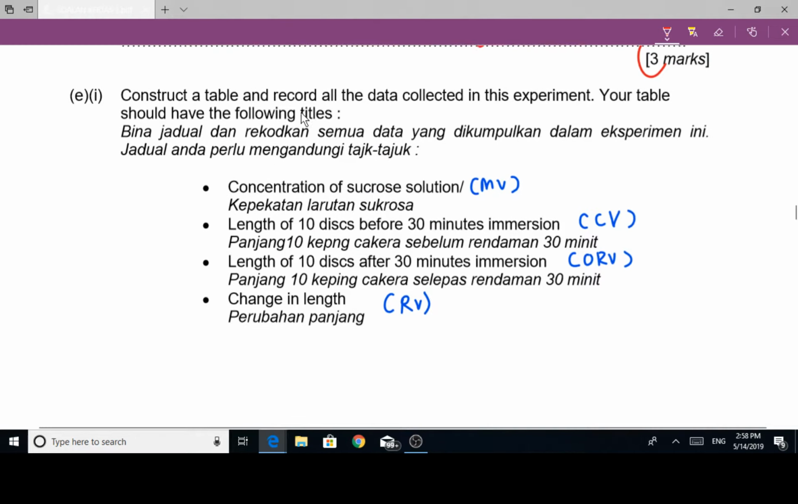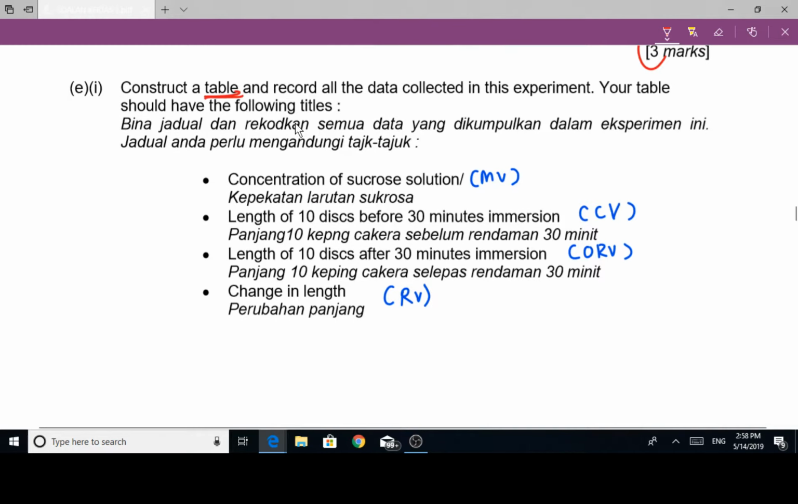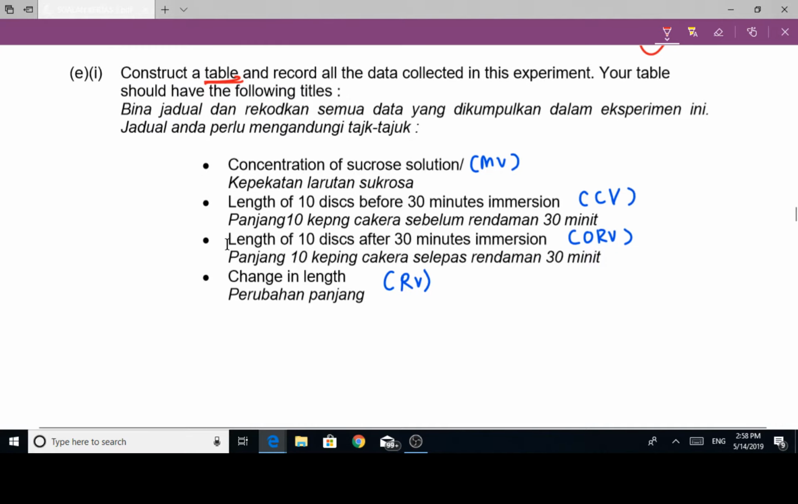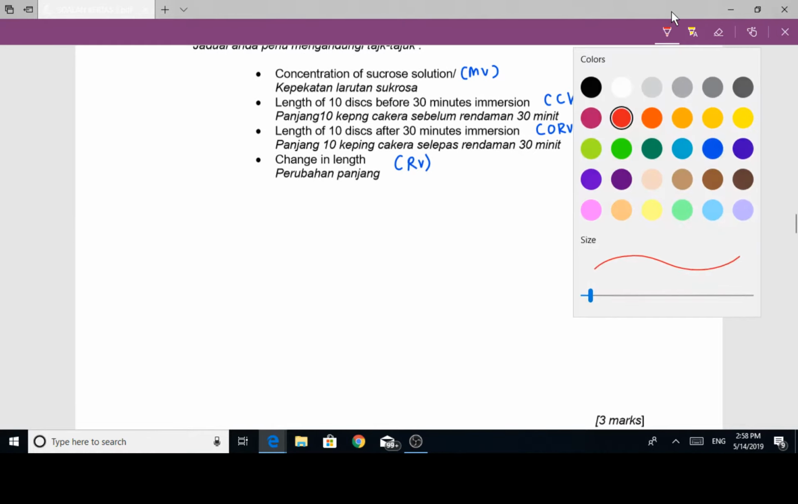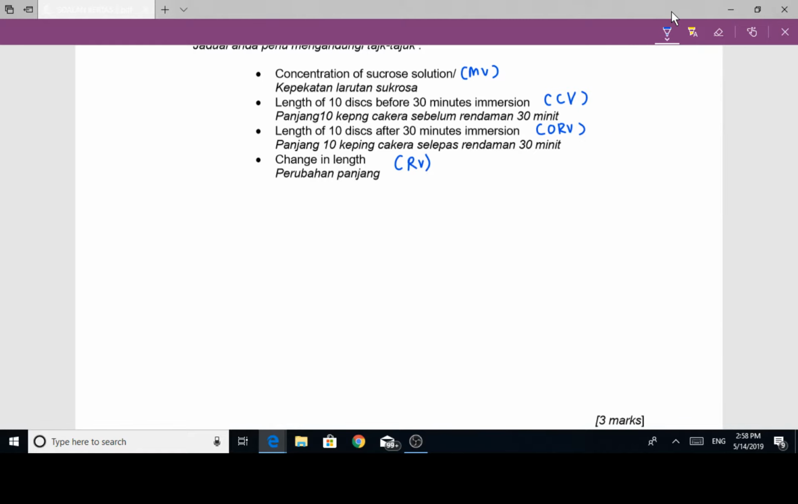Then E1, construct a table. Remember, this is a table, so please bring a ruler. You have to draw your table. Record all the data collected in this experiment. Your table should have the following titles: A, B, C, and D. Right, so that's not difficult. Let's start by drawing the frame.